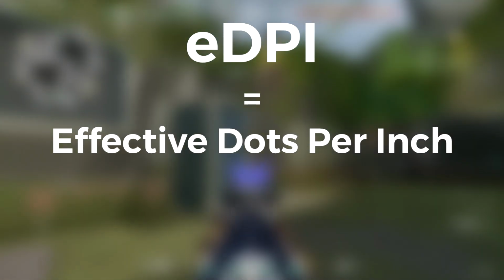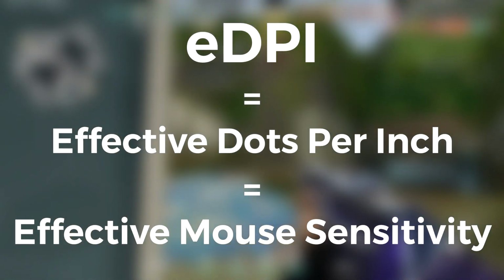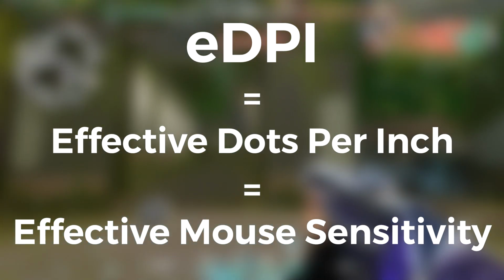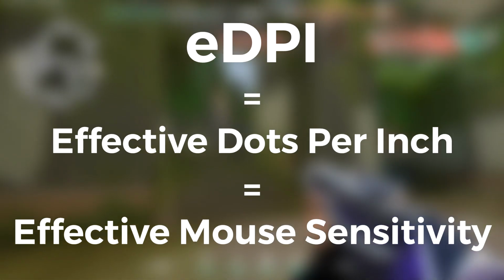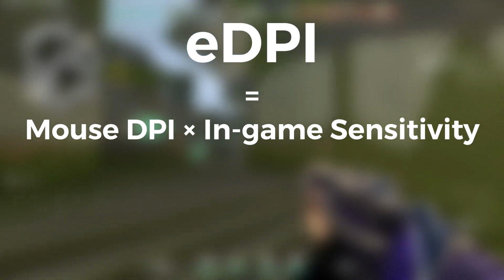eDPI is a numerical representation of your mouse DPI and in-game sensitivity. The acronym stands for effective dots per inch, which roughly translates more simply to effective mouse sensitivity. It allows gamers to easily discuss and share their sensitivity settings while also accounting for a potential difference in their mouse's DPI. To calculate eDPI, you simply multiply the DPI setting of your mouse by your in-game sensitivity value.